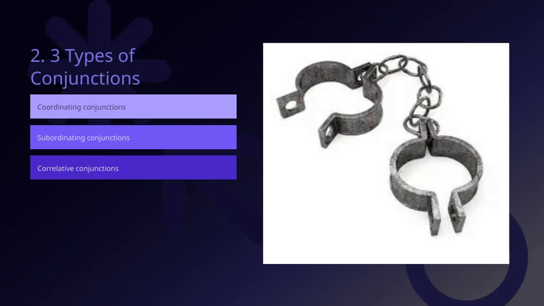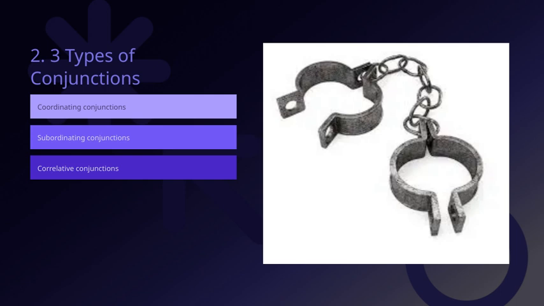Let's take a closer look at the 3 main types of conjunctions. First, we have correlative conjunctions, which work in pairs to connect equal parts of a sentence like either, or neither, nor. They help add balance and clarity. Next, there are subordinating conjunctions, and these are used to connect a dependent clause to an independent clause, such as because, although, or since. They introduce reasons, contrasts, or conditions, giving us more detail about the relationship between ideas.